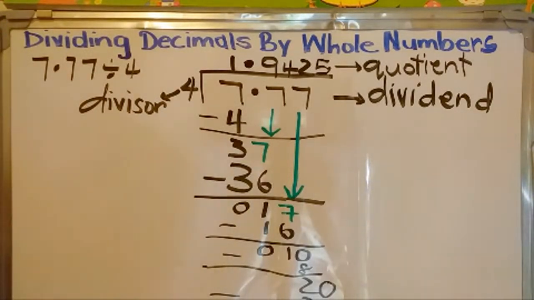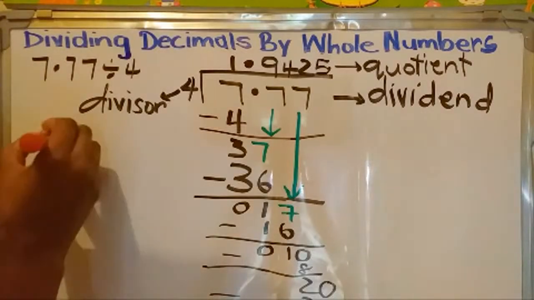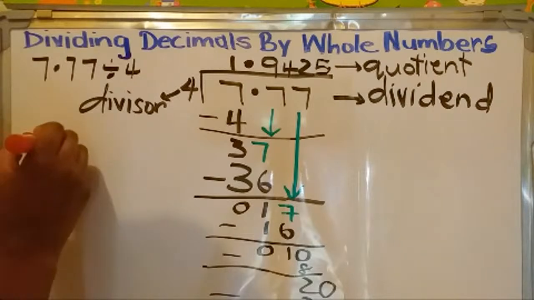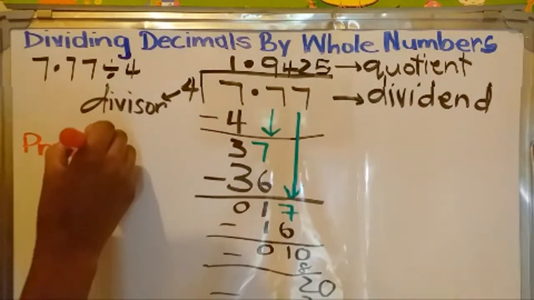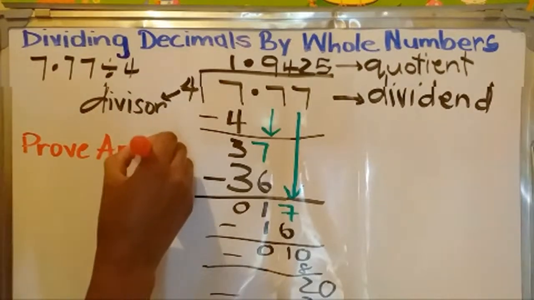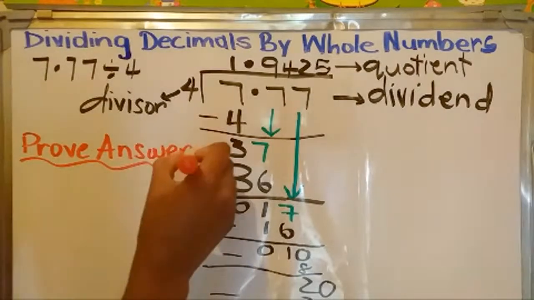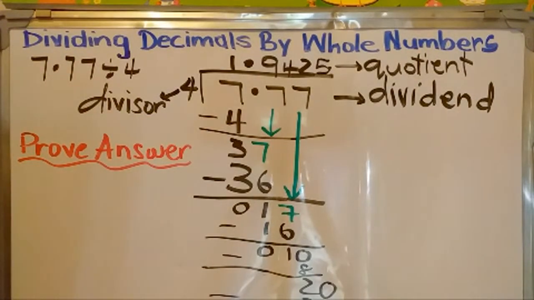All right, guys. So now we're going to look to see if our quotient, which is the same thing as our answer, is correct. So what we're going to be doing is proving our answer. This is how we go about proving our answer. So I'm going to write prove our answer, P-R-O-V-E, and I'm going to write answer, A-N-S-W-E-R.